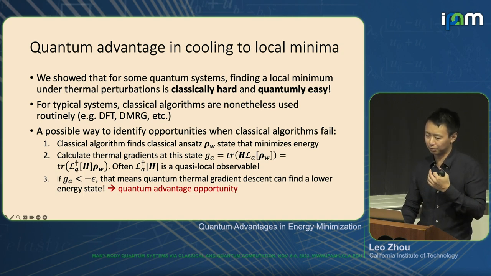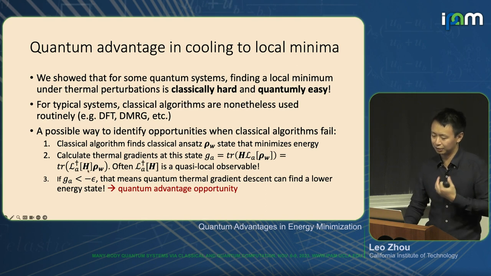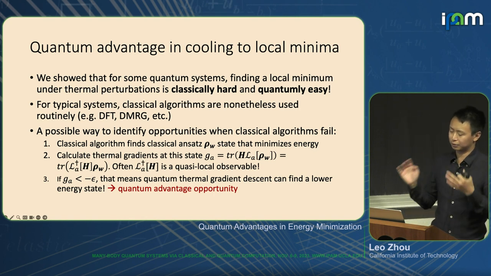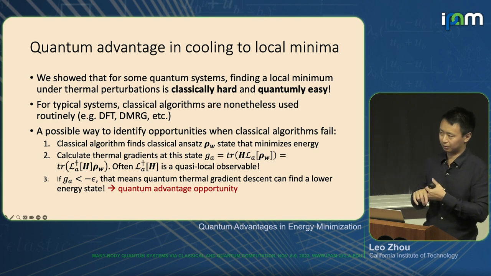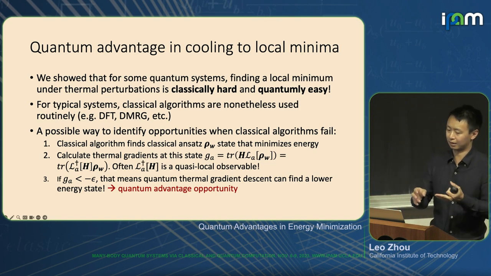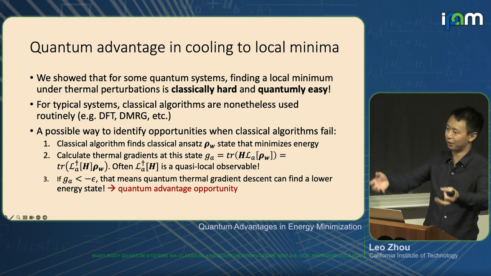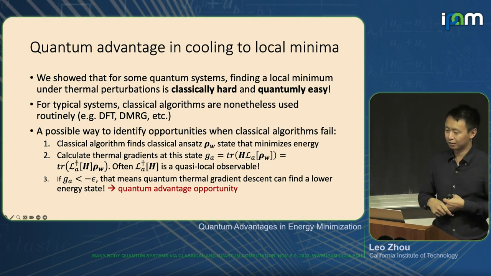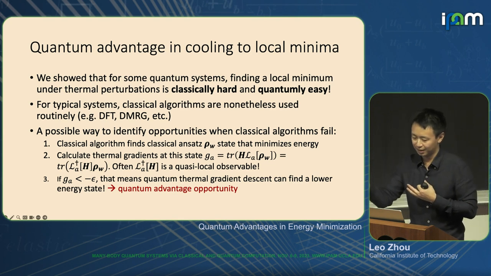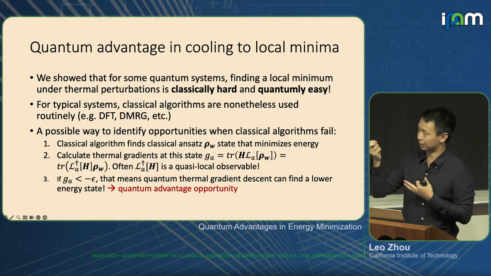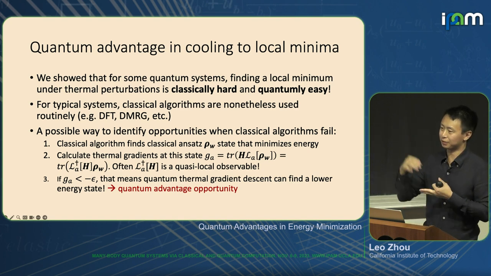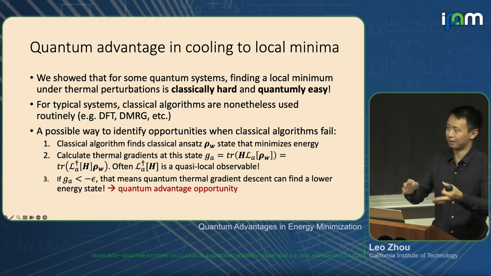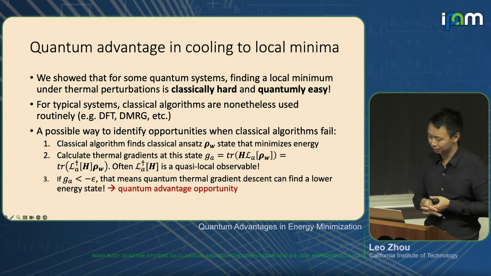And this comes from the fact that this gradient is essentially the expectation of this Heisenberg picture of the Hamiltonian. And for a lot of situations, such as when the coarse-graining time tau is short, or when H is commuting, this L dagger H is a quasi-local observable. So if you can somehow evaluate these local observables on a classical ansatz, you could also calculate gradients without having access to a quantum computer. So if you find a situation where the classical ansatz gives you a classically calculated gradient that's sufficiently negative, that also means it's meaningful to try to run a quantum thermal gradient descent on this problem on a quantum computer. That's one way to identify an opportunity for quantum advantage.